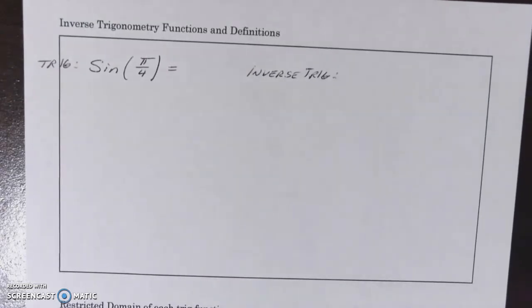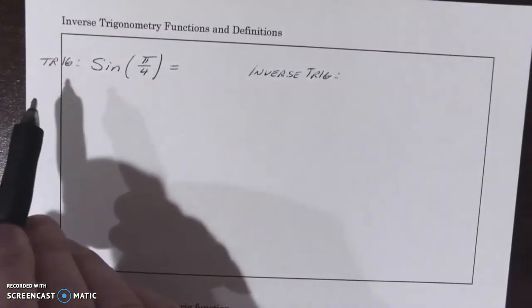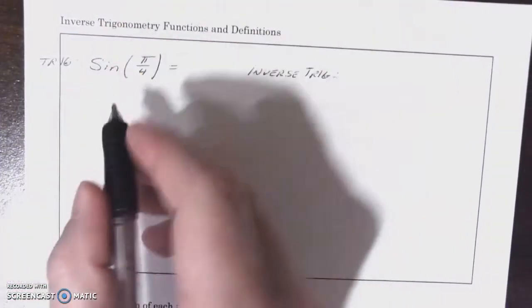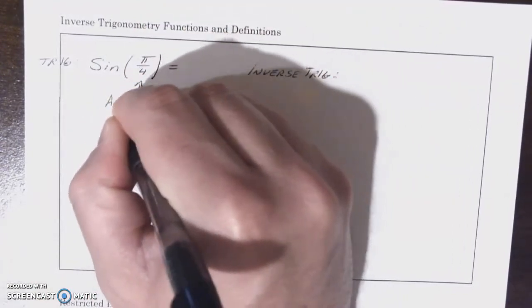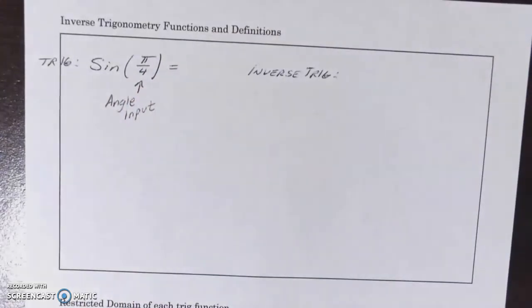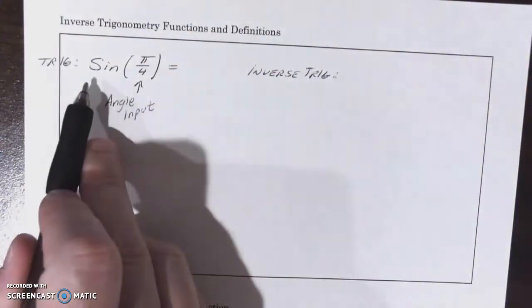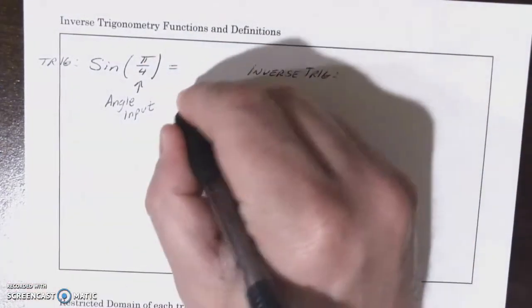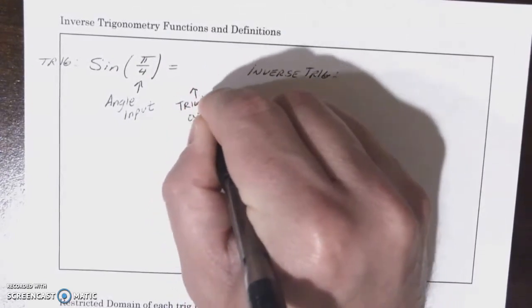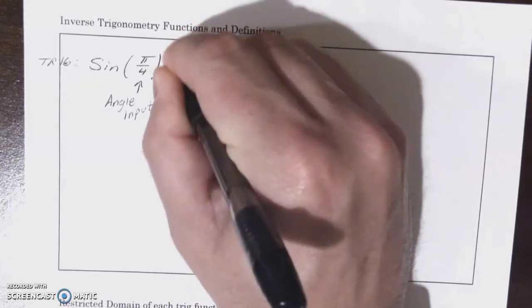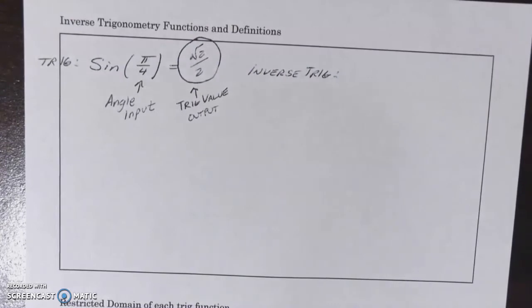First, regular trig, if you will, we're asking you the input. If we're doing sine of pi over 4, the input is an angle. We've been working mostly with angles on the unit circle. What would the output be if we asked you to evaluate sine of pi over 4? This would be a trig value output. The sine value of pi over 4 is root 2 over 2. That was a question we asked you in the first two sections of this.